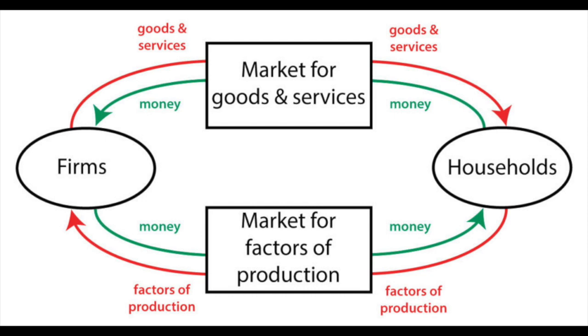So in this diagram, we see 4 different entities: firms, which I have been referring to as producers, market for goods and services, households, and market for factors of production. The green line moving between these 4 entities represents money. The red line on the top of the diagram represents goods and services, and the bottom red line represents factors of production. So let's break this down.